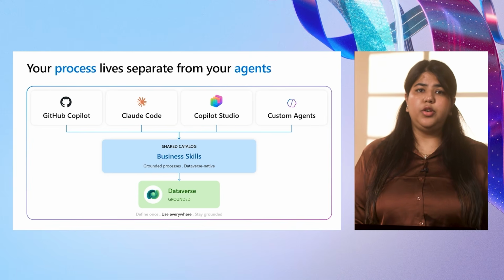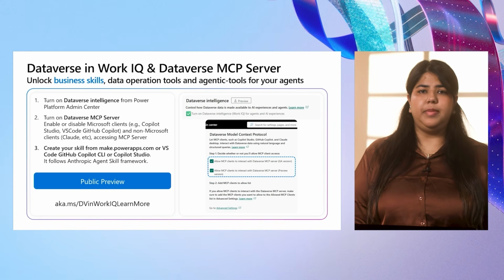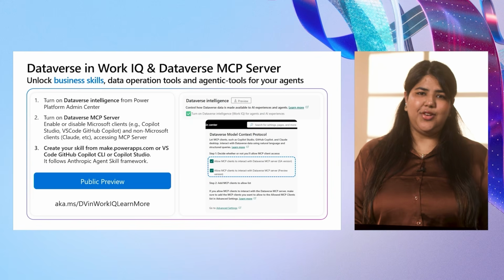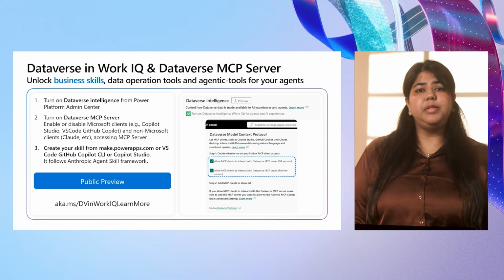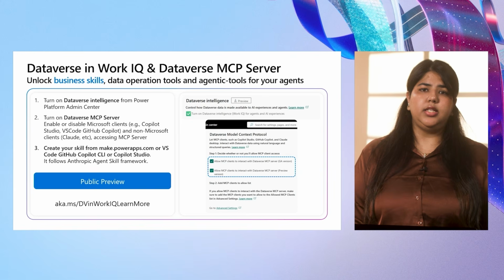Dataverse is the grounded layer. Real tables, real security roles, real solutions. The agents come and go, but the business logic always stays. Setting this up takes 3 simple steps. First, turn on Dataverse Intelligence from the Power Platform Admin Center. Second, enable the Dataverse MCP server. You control exactly which clients can connect. And third, actually go and create your skills from the Maker portal or from a coding agent or from Copilot Studio itself. The MCP server follows all of the standards, so it works with any compliant client, and it respects all your existing Dataverse security roles. An agent can never access data that the user behind it does not have permission to see.